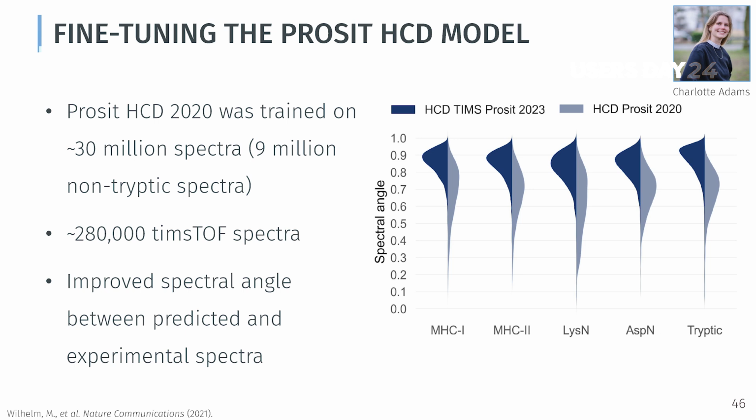So we used a previous intensity prediction model and fine-tuned it on timsTOF data, because there was no model available yet for this timsTOF machine. And we see that this made the spectral angle, which is a similarity metric for spectra, much higher on this type of data.